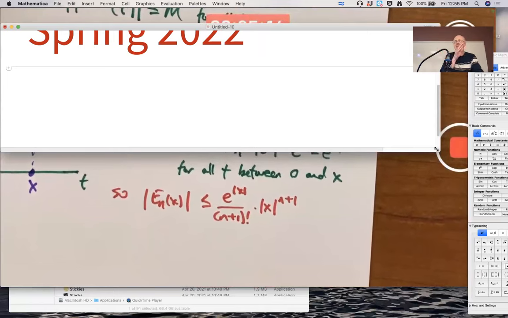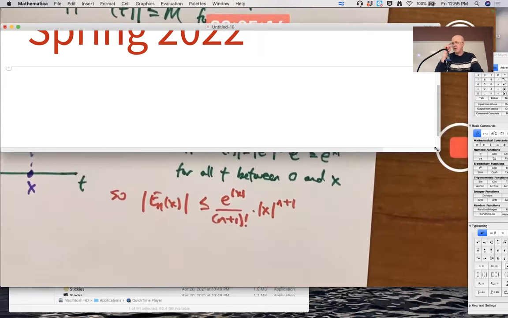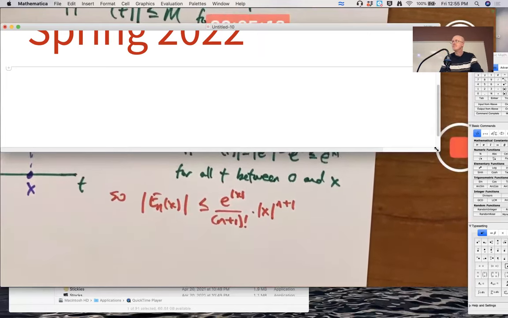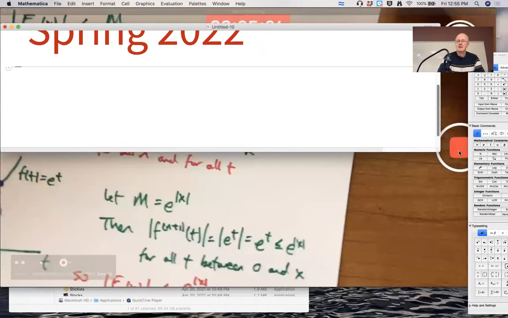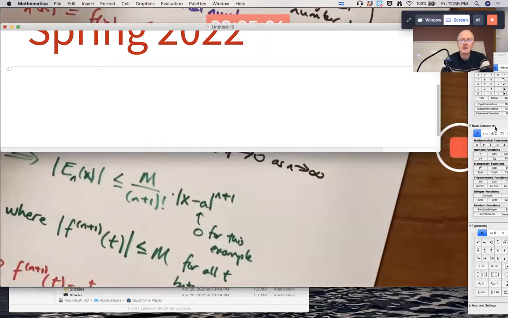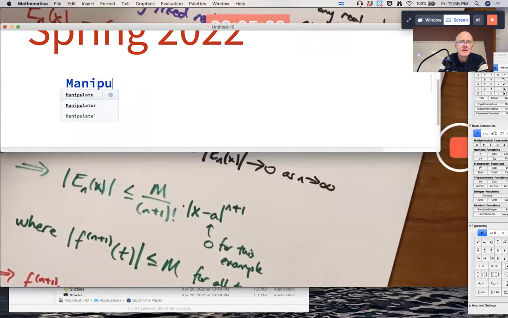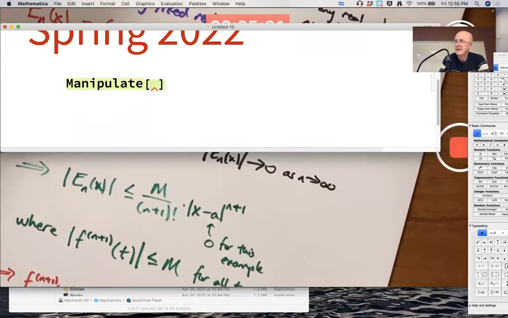Now, the bigger x is, the slower it will go to 0. But eventually, even for very large values of x, it'll go to 0. Here's some Mathematica to help you believe it. I'm going to make it Manipulate, which makes animations. We may have used it to make animated graphs before, but this time I'm actually going to animate some numerical values.